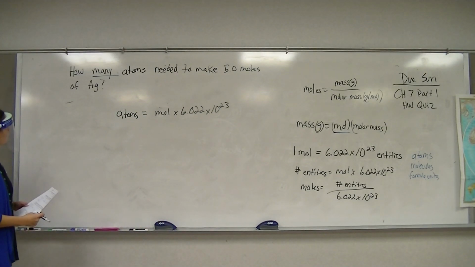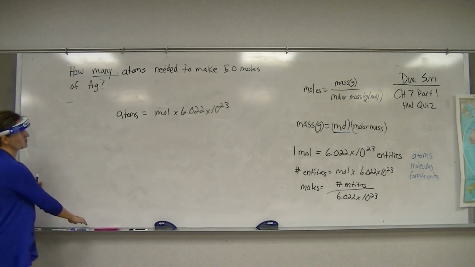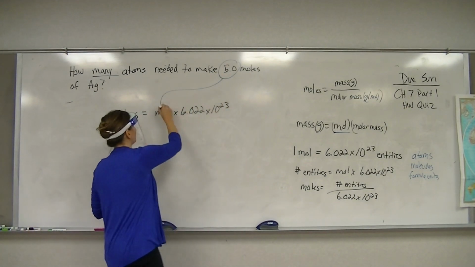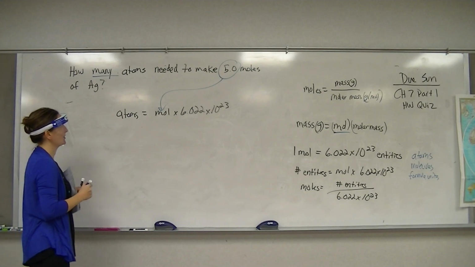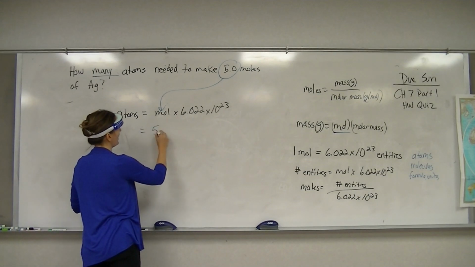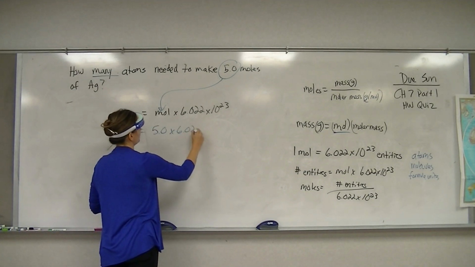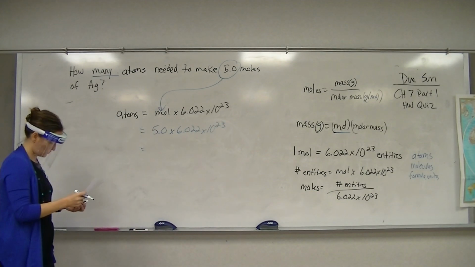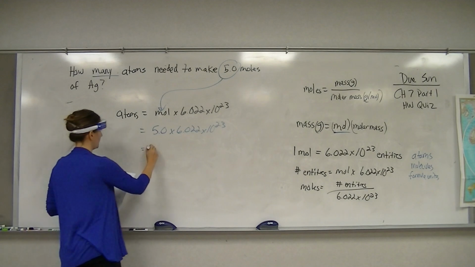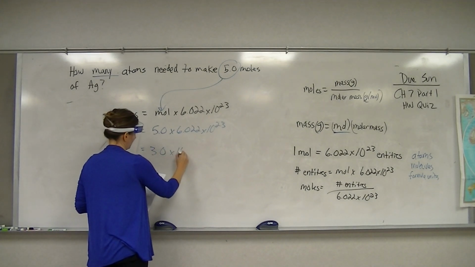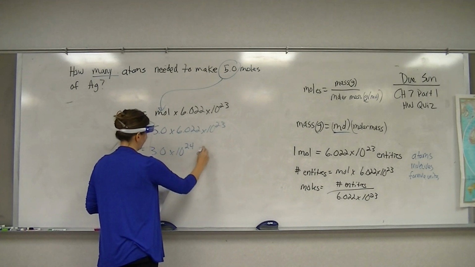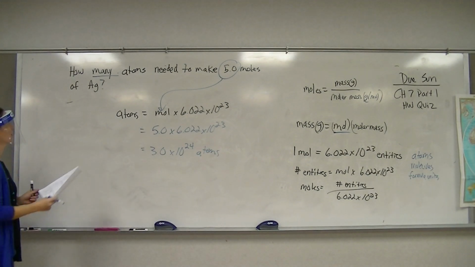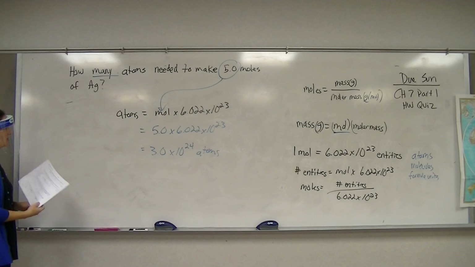All right, so these ones are pretty straightforward. You take the molar amount, plug it in and multiply it by Avogadro's number. So it's 5 times 6.022 times 10 to the 23rd this time. So answer to two significant figures, 10 to the 24th atoms. So that's how many atoms you would need to make up a 5 mole sample of silver.